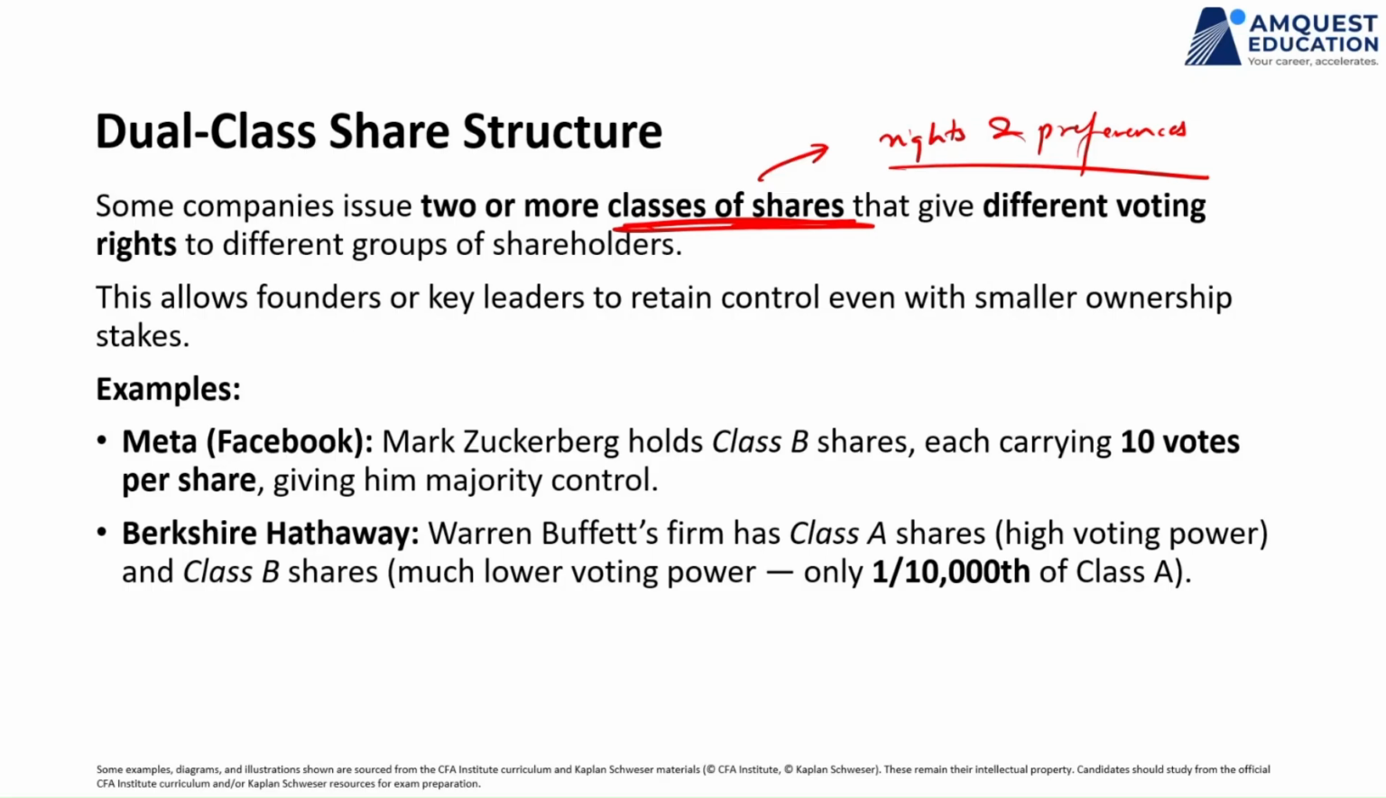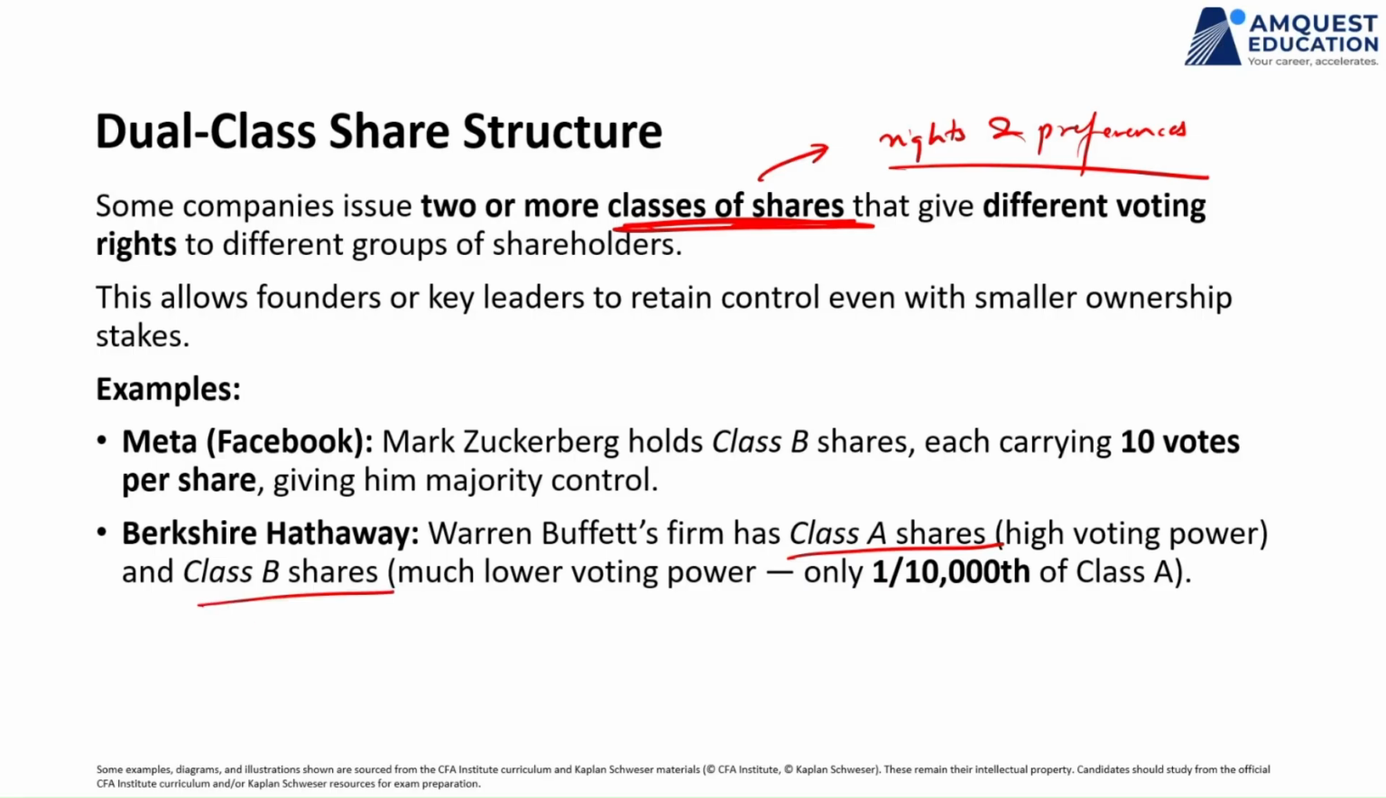This allows founders or key leaders to retain control even with small ownership stakes. Example, Meta or Facebook: Mark Zuckerberg holds Class B shares, with each share carrying 10 votes per share, giving him majority control. While for Warren Buffett's Berkshire Hathaway, Class A shares have a very high voting power and Class B shares have a very low voting power. Also remember, the price of Class A and Class B shares could be very different.